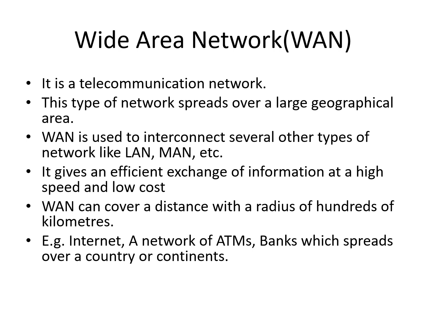Wide area network. Now wide area network is a telecommunication network. Now it spreads over a large geographical area. When it's used to interconnect several other types of network like LAN, MAN, etc., it gives an efficient exchange of information at high speed and low cost. Now the speed of internet here in wide area network is fast. Now wide area network can cover distance with a radius of hundreds of kilometers. So in general it can cover the whole earth.